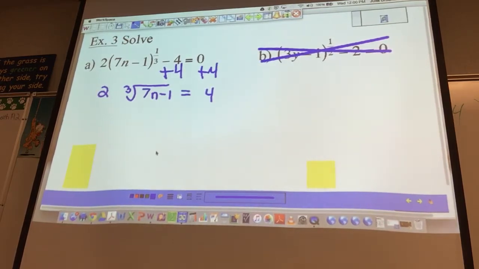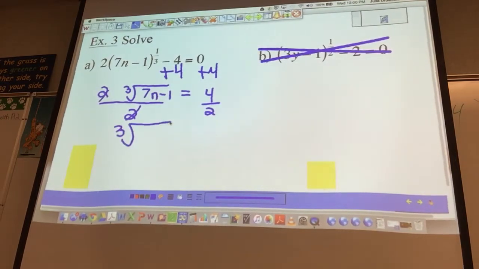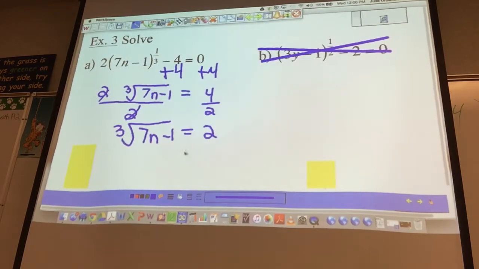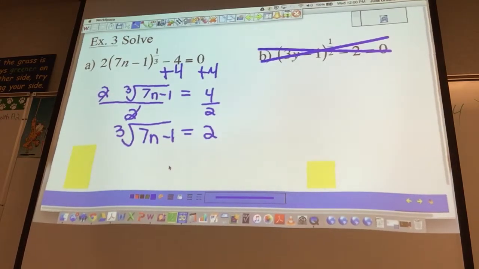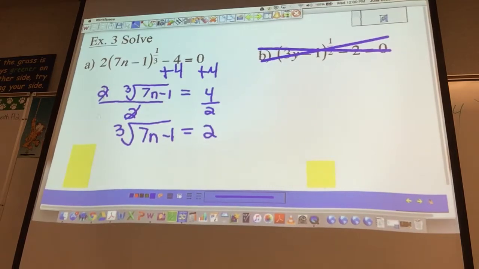All right, what's next? Divide. Yep. Divide that 2. It's 2 times all of this. So if we divide by 2, we have 4 divided by 2 is 2. So we're left with the third root of 7n minus 1 equals 2. Questions on that? We haven't really done any of the square root stuff yet. All we've done is moved the 4 over and divided by 2.